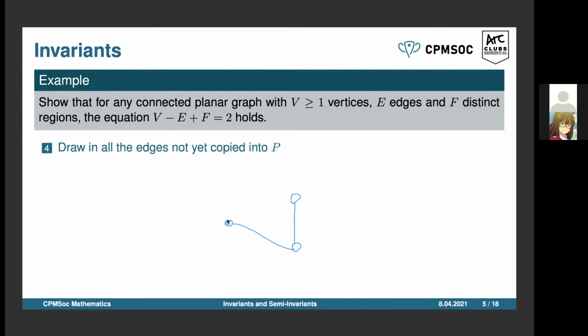And now if we add another edge here, we introduce a new region by cutting the region we had before in half. And we also introduce another edge. So it's invariant under that transformation that we're doing in this graph. And you can do the same here, same thing here again. And it's all invariant. So that's good.